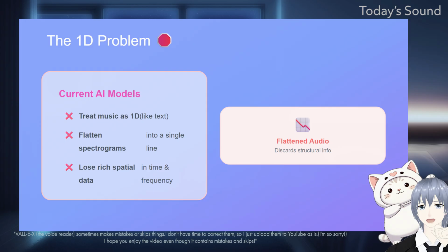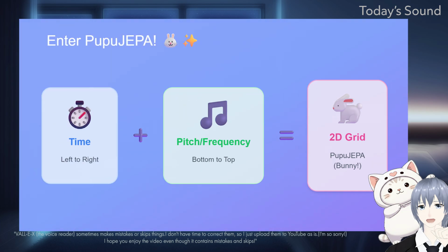They take a two-dimensional spectrogram and flatten it out into a single line of data, just like you would with a sentence of text. Researchers point out that this is a huge mistake. When you flatten the audio like that, you discard all the rich spatial and structural information that exists in the time and frequency domain.